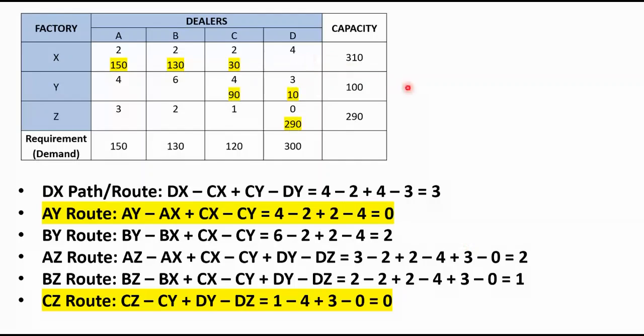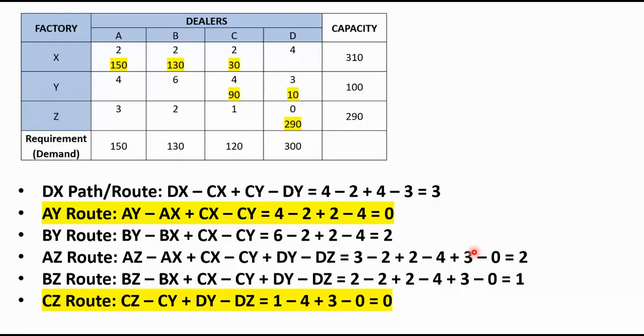So let's revisit the table that we had in the previous video. So this was the table that we had, and also this is the route. These are the improvement indices that we have calculated on the vacant squares. So for the DY or DX route, we had an improvement index of 3. And for the AY route, we have the 0. For BY, we have the 2, and so on and so forth. So as you can see here, the AY route has a 0 improvement index, similar with the CZ route. This means that these two routes can be improvised, but it will give us still the same shipping costs.